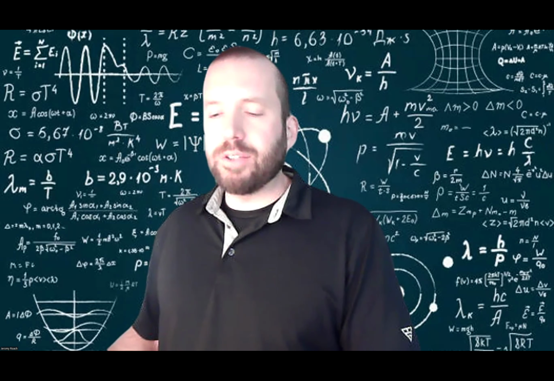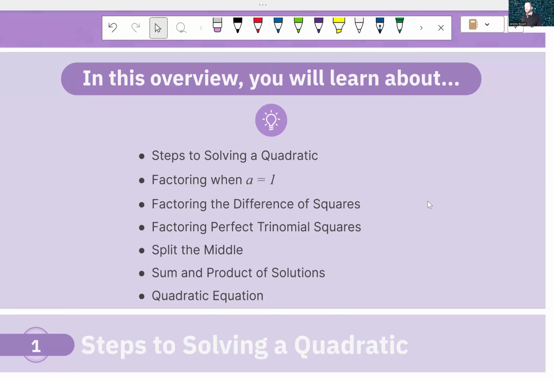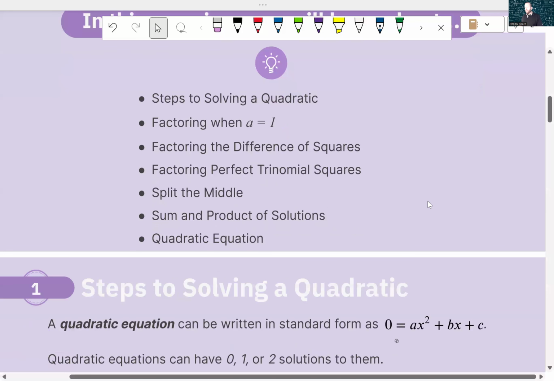There are some different rules when we factor. We can factor things like difference of squares, perfect trinomial squares, and finally the quadratic equation. We might skip over a couple of these methods because ultimately the quadratic equation will allow you to solve any of these problems.